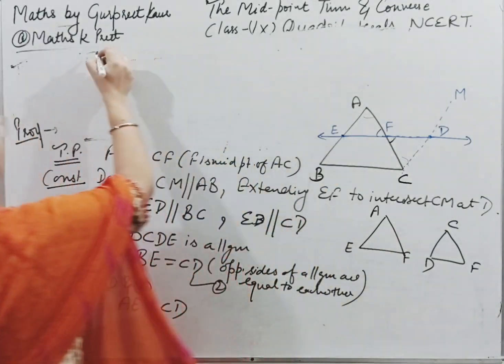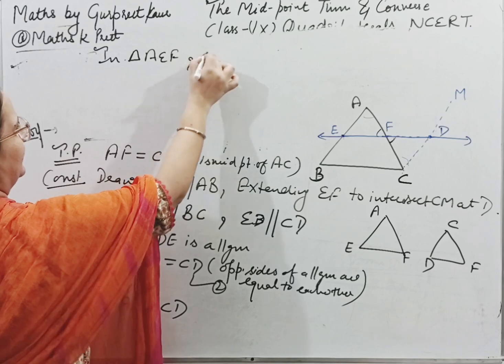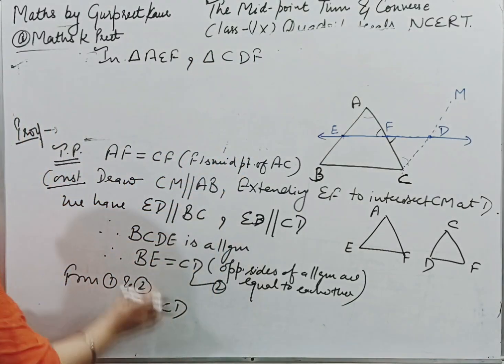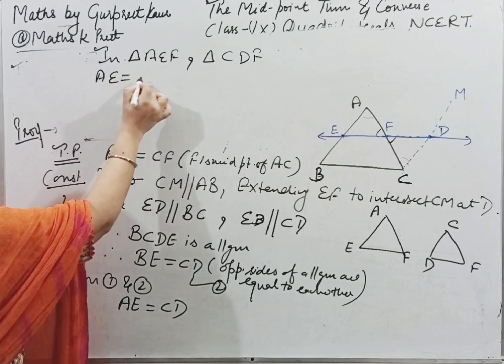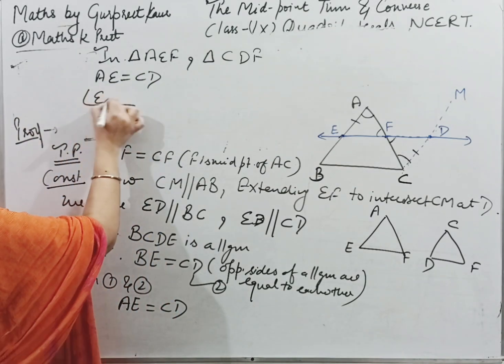Fine. Now in these two triangles, I am talking now in triangle AEF and triangle CDF. What we have just proved, AE is equals to CD. What else? We can write that angle EAF.